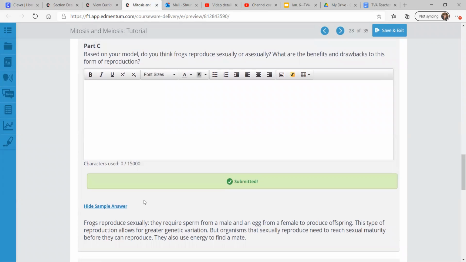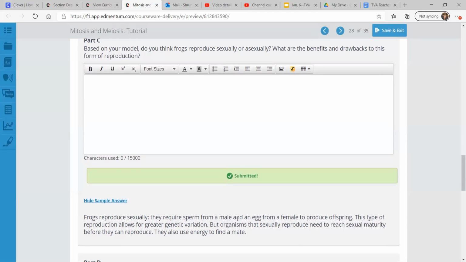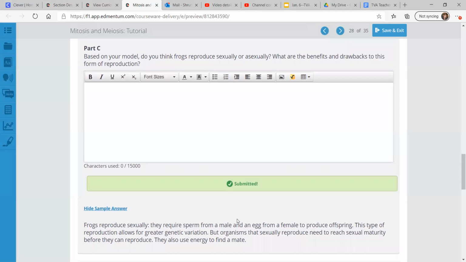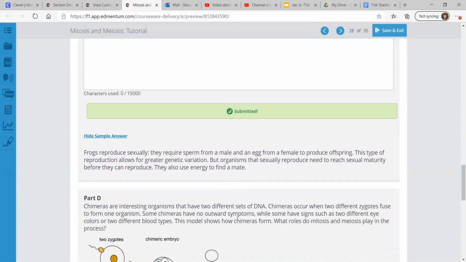And then for part C, frogs reproduce sexually. They require sperm from a male and an egg from a female to produce offspring. This type of reproduction allows for greater genetic variation, but organisms that sexually reproduce need to reach sexual maturity before they can reproduce. They also use energy to find a mate.